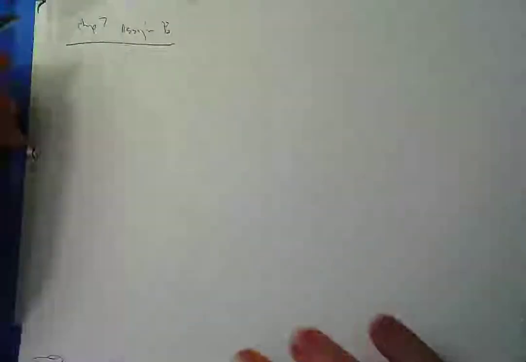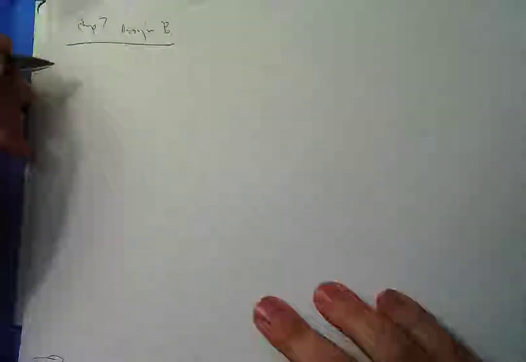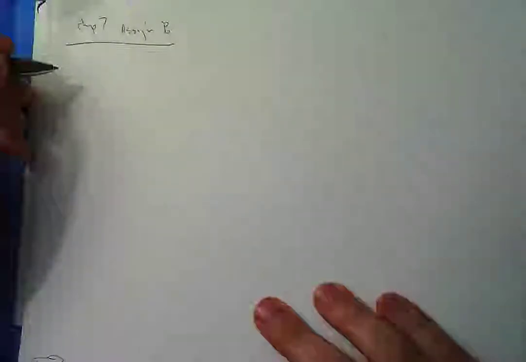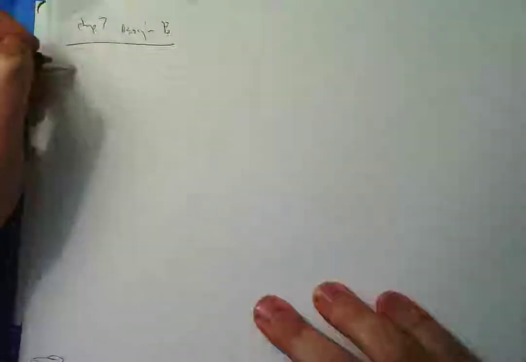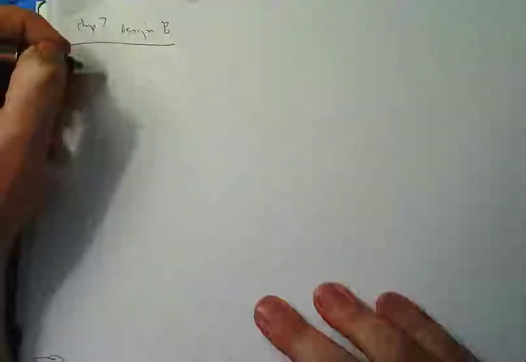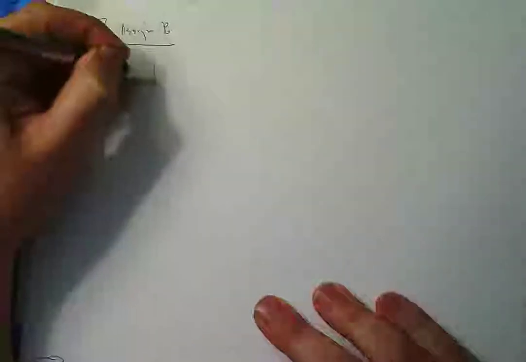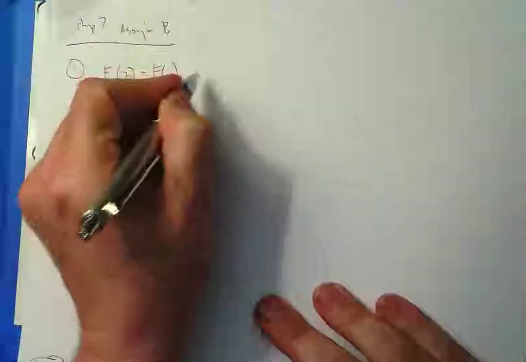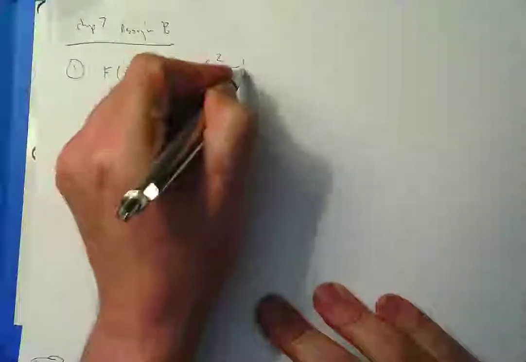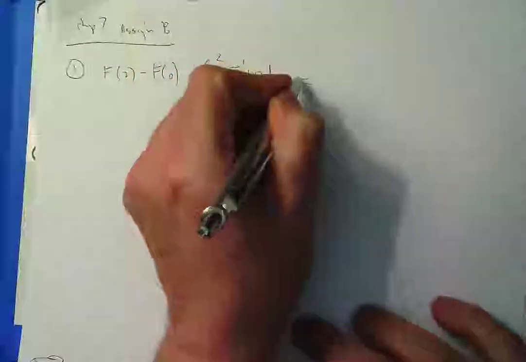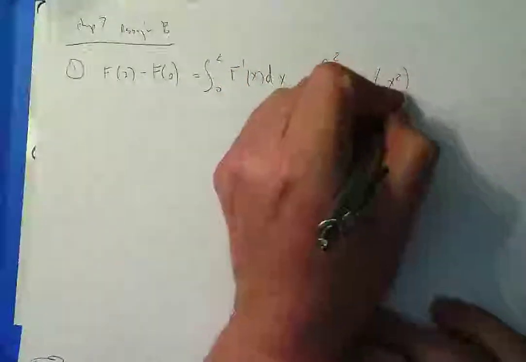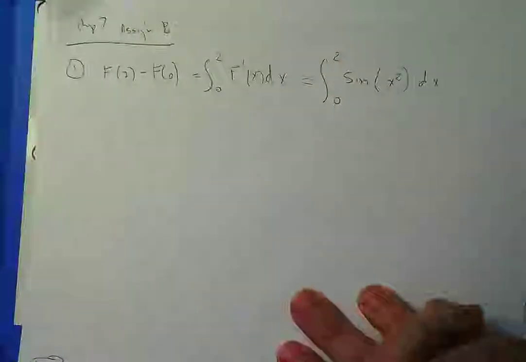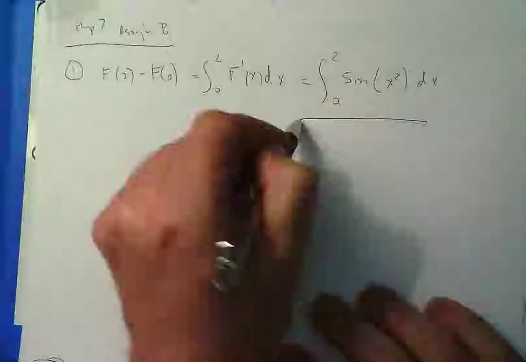Okay, chapter 7, assignment 18 says use the fundamental theorem of calculus and your calculator to estimate f of 2 given f of 0 is 1 and f prime of x equals sine of x squared. You really need to know that f of 2 minus f of 0 equals the integral from 0 to 2 of big f prime of x dx, or the integral from 0 to 2, in this case, of sine of x squared dx.